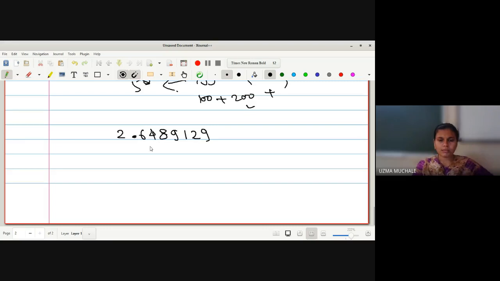Okay, so suppose the number is like this, and I want to find out how many digits are there: 1 2 3 4 5 6 7 8, total 8 digits. Suppose I want to reduce it to 4 digits. What is the first procedure? You have to remove all the digits after the nth digit.